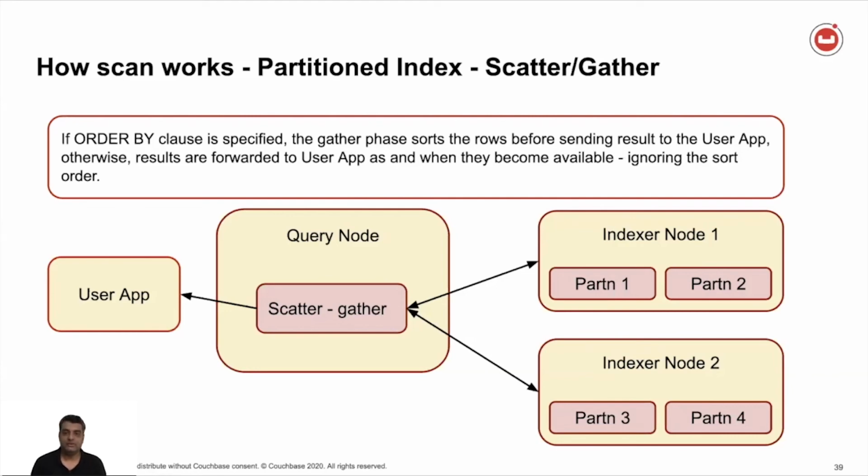These indexer nodes will process the request and return the scan results to the query node, where query node will be waiting on the results in the gather stage. If order by clause is specified, then in the gather stage, the results will be sorted and then only returned to the user app. But if the order by clause is not specified, the results will be returned to the user app as and when they become available from the indexer nodes. They will just be forwarded to the user app. In this case, the sort order will be ignored.